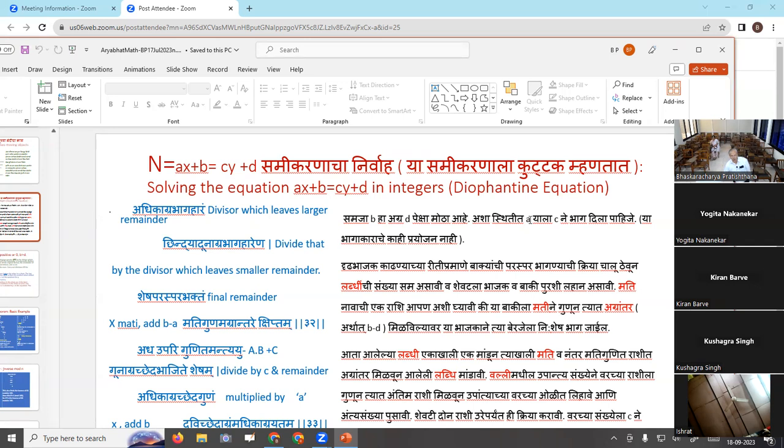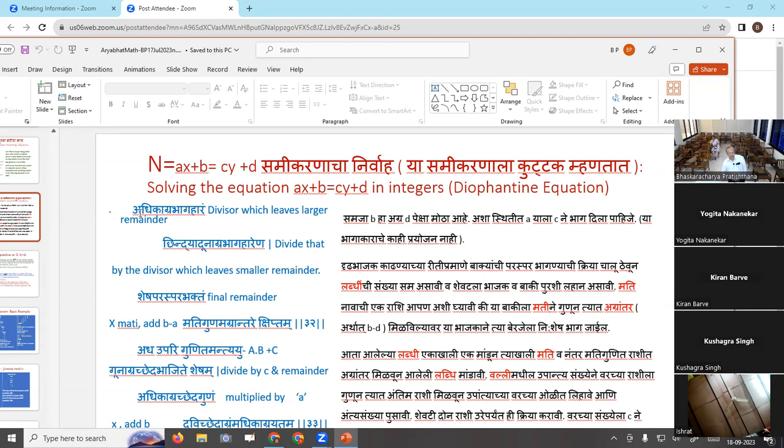So you see that a should be divided by what? C. C is this here. C is also a divisor. Means you are dividing N by c and finding the remainder d. So c is a divisor corresponding to the smaller remainder d. So you should divide. So take this c and divide this a by c. So again let us see. A is adhikagra bhagaharam, means b is larger than d is considered here. A is the divisor corresponding to the larger remainder, and c is the divisor corresponding to the smaller remainder.